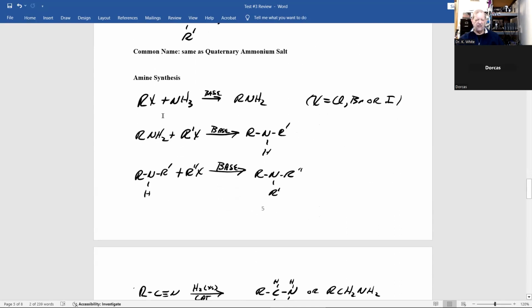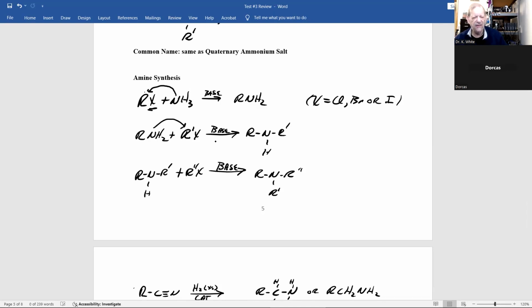Now, how do you make amines? If you take an alkyl halide and react it with ammonia, NH3, in the presence of base, you'll make a primary amine. The nitrogen goes on the carbon that had the halogen, and the base neutralizes the HX that's given off. If you take a primary amine and react it with an alkyl halide, you'll now get a secondary amine. And these are all nucleophilic attacks where the nitrogen attacks the carbon, kicks out what has the halogen.